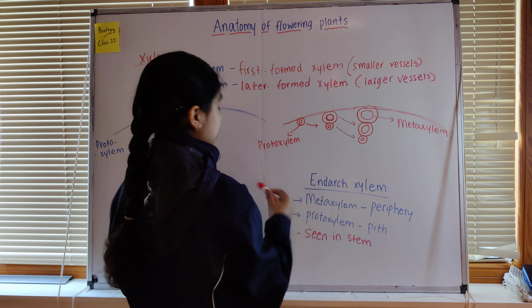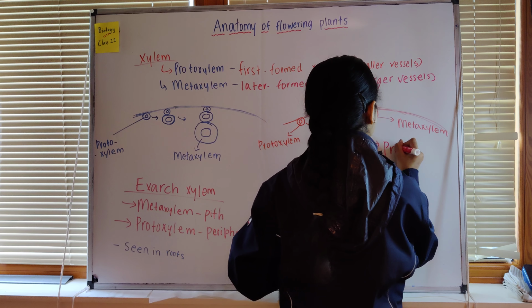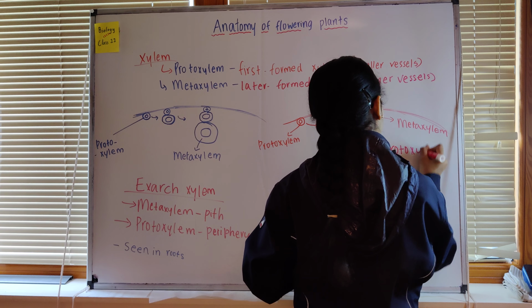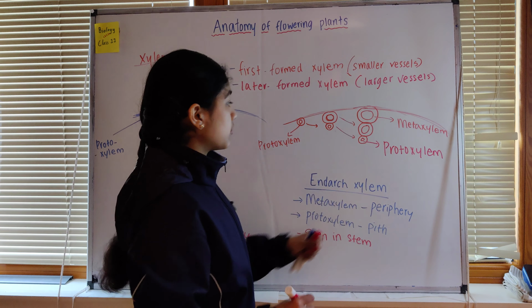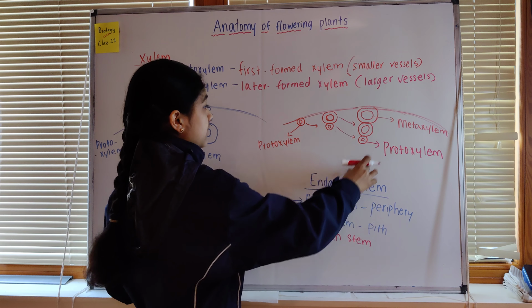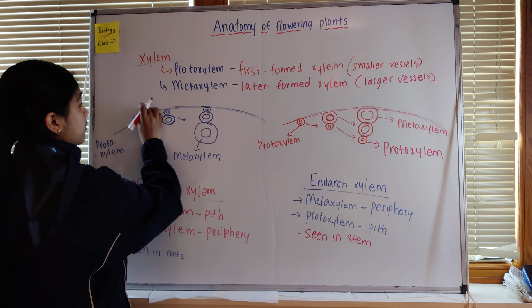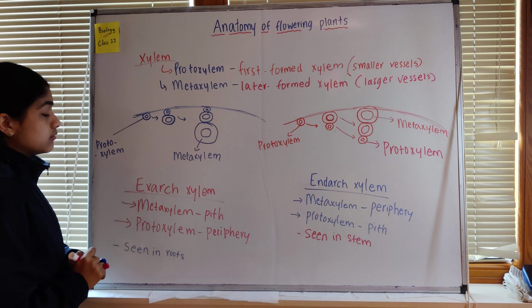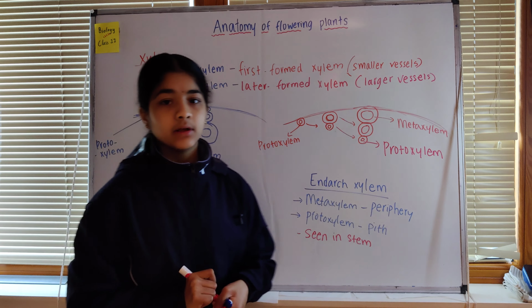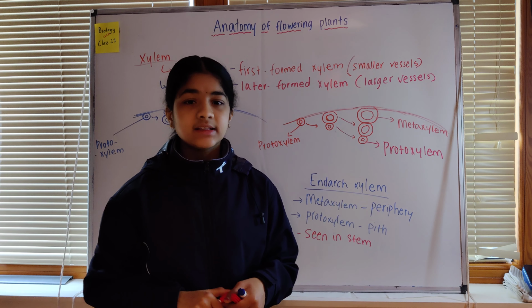Again we can label it: this is the protoxylem now, this will be metaxylem and this will be protoxylem. So protoxylem is towards the pith and metaxylem is towards the periphery. Here metaxylem is towards the pith and protoxylem is towards the periphery. So Exarch xylem is seen in roots and Endarch xylem is seen in stem. This is all about the topic of Endarch and Exarch xylem.